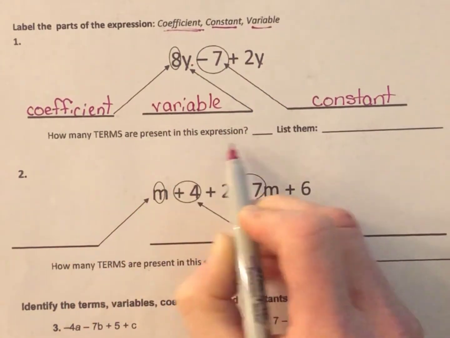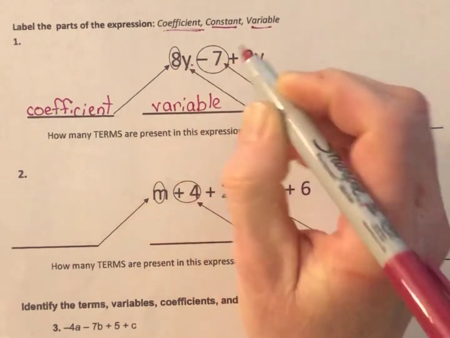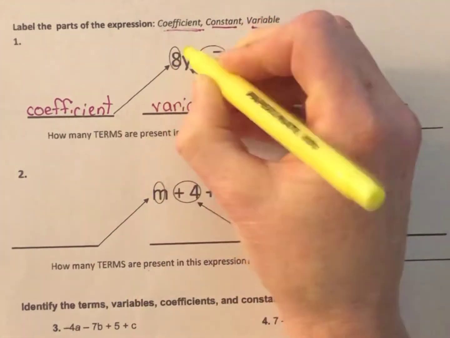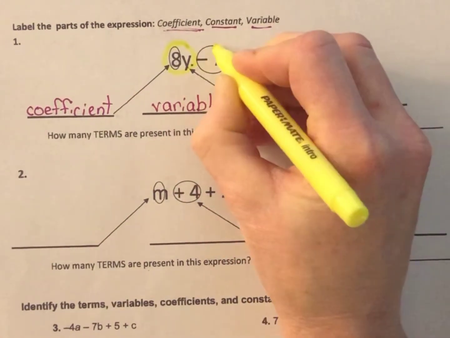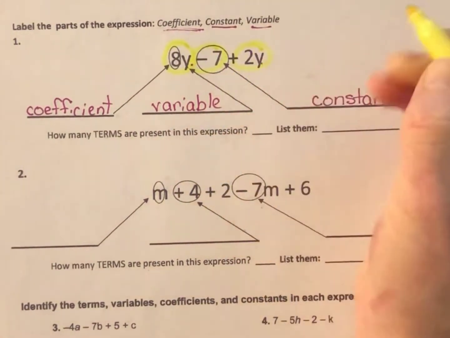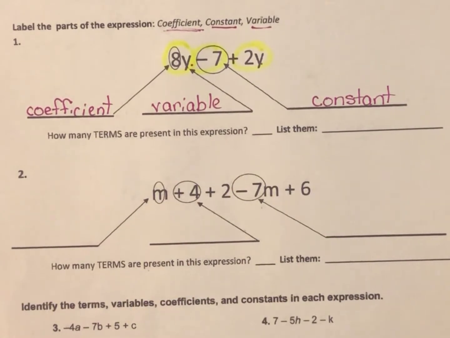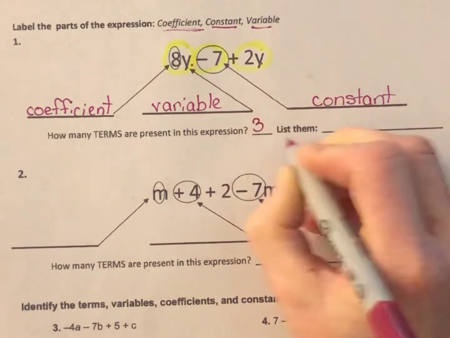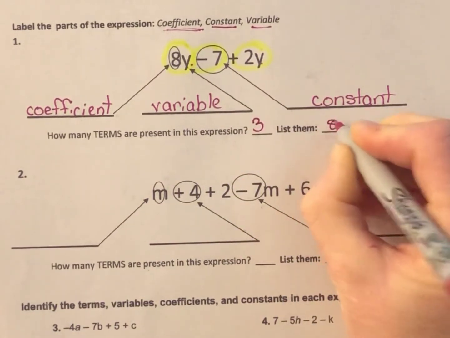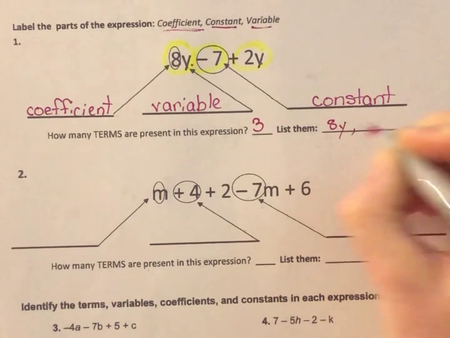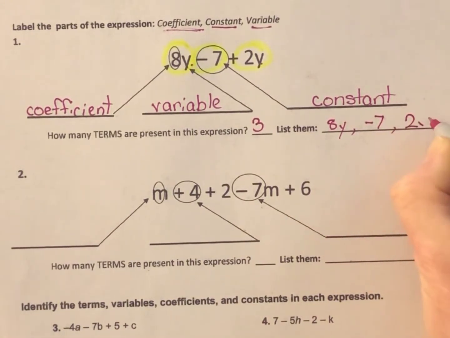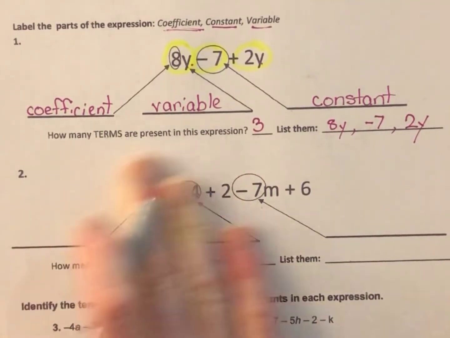How many terms are present in this expression? You've got one term, 2 terms, 3 terms. 8y, negative 7, and 2y. So that means there are 3 terms. List them, okay? 8y is a term. Negative 7 is a term. And 2y is a term. I'm separating them by commas so that it doesn't all run together. So now you do this one on your own.